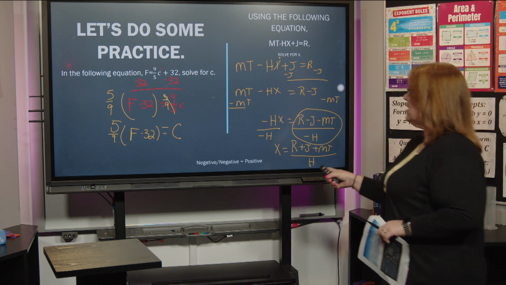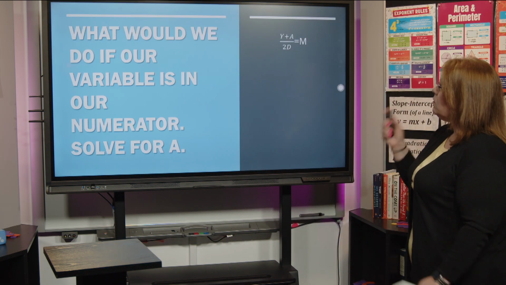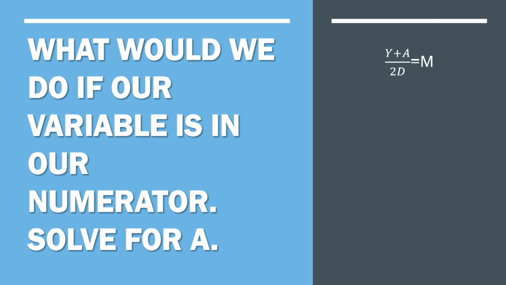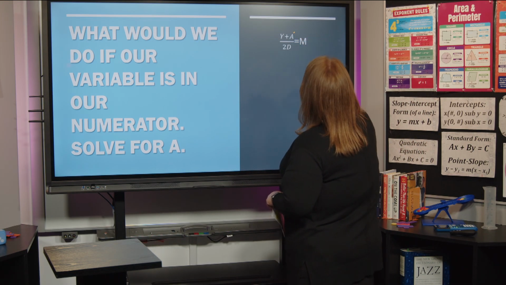It also tells me negative divided by negative is positive, so we don't want to forget that. What would we do if our variable is in our numerator? Solve for a. So I have y plus a divided by 2d equals m. So I'm solving for a. So let's go ahead and do this.